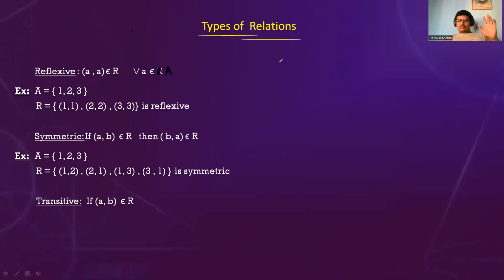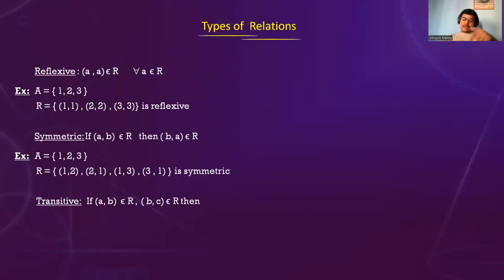So if A is equal to B is equal to C, then A is equal to C. So this is a basic transitivity property of algebra, and the same is used here. Same concept. So if A comma B belongs to R, if B comma C belongs to R, then if we can prove A comma C belongs to R, then that is transitive.